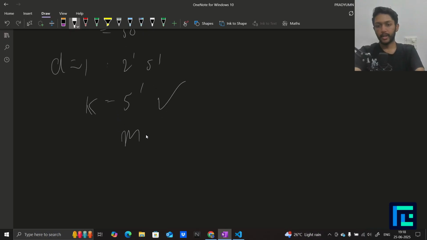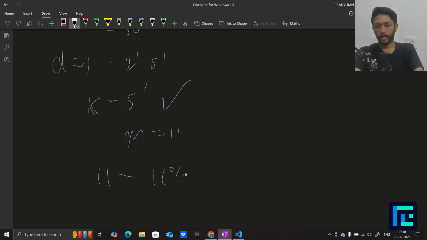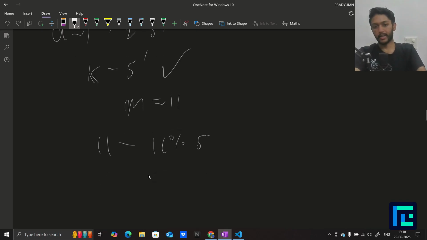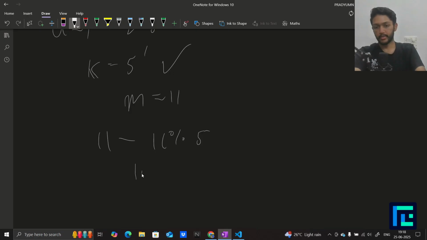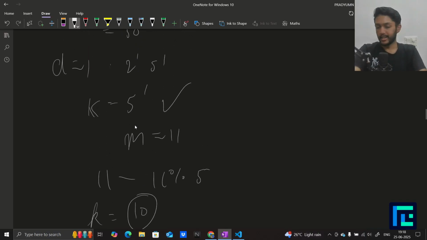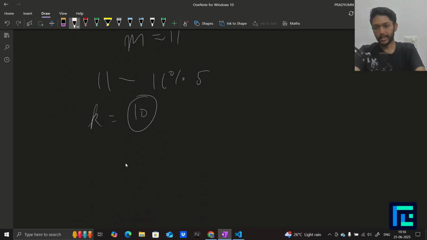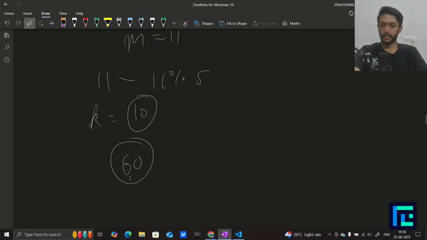And our m is equal to 11. So we want the highest multiple of capital K, which is 5, less than or equal to 11. What we'll do is 11 minus the remainder of 11 divided by 5, which is 1. So 11 minus 1 is 10. So our optimum value of K is 10. And the final answer is n into K. N was 6, so n into K is 60. Okay, so that's the entire solution.